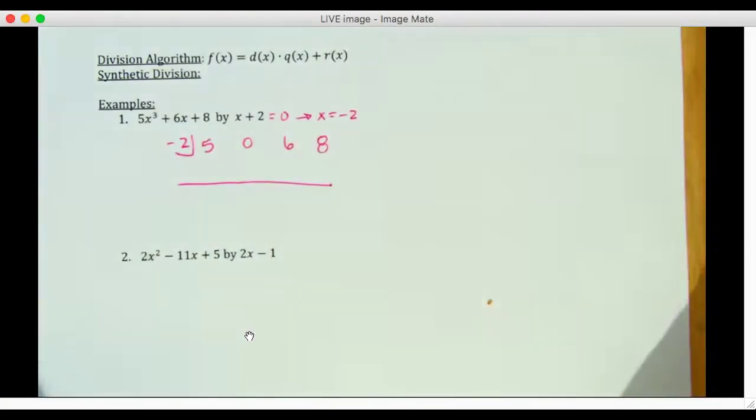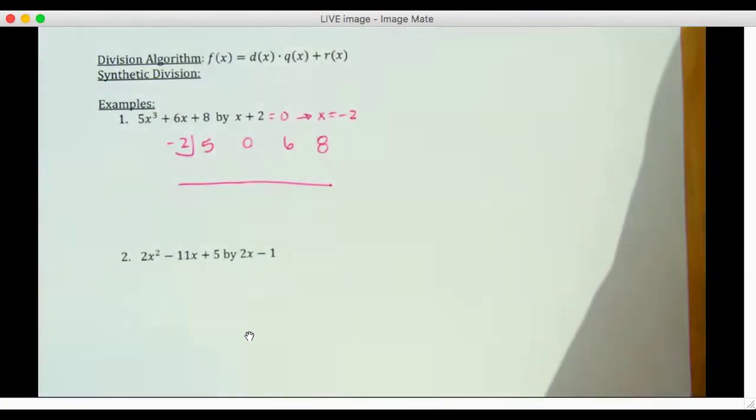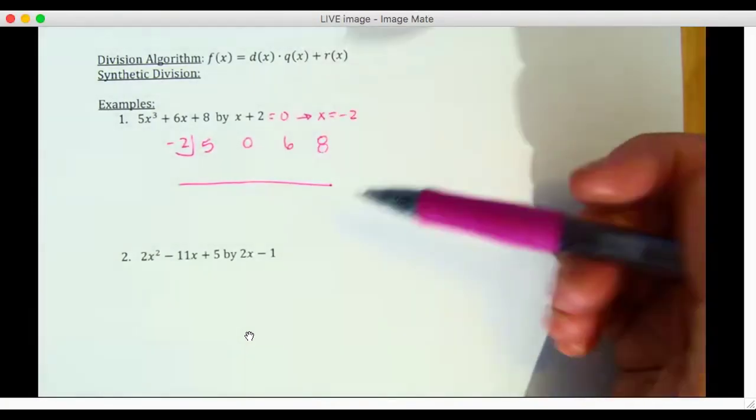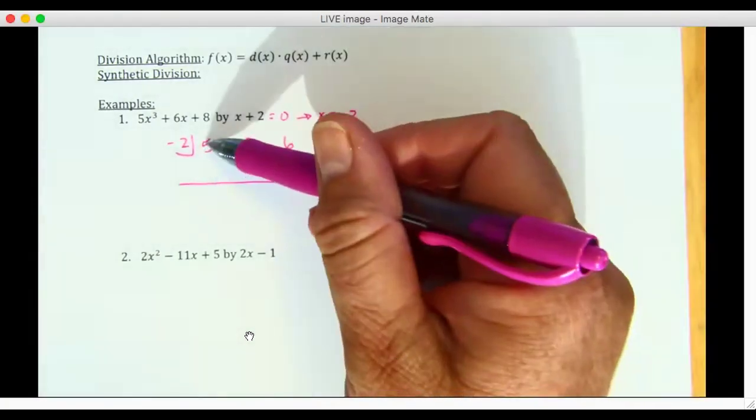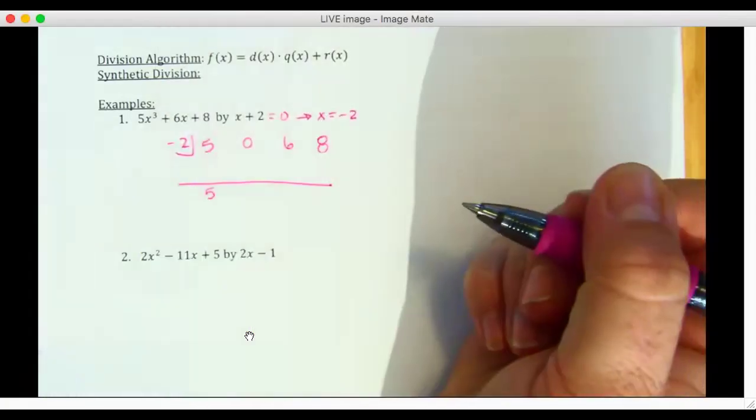So you have the perk of this being a video, and you can pause and rewatch as many times as you want. So my suggestion would be don't try to write right now. Just pause the video after we're done and copy it down afterwards. But you don't want to miss the process here. So the very first thing we're going to do here is bring our 5 down. So the 5 comes down.